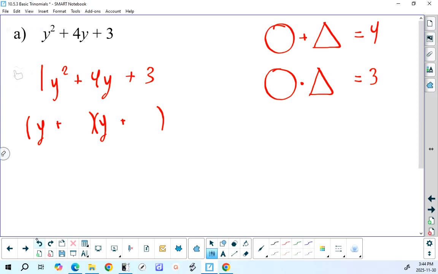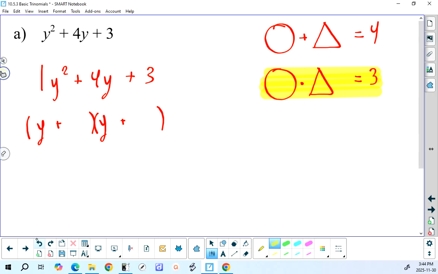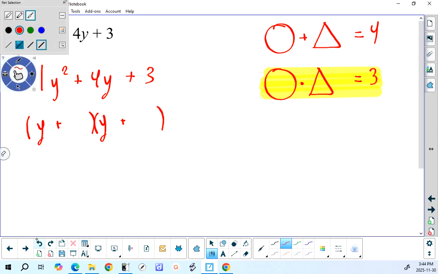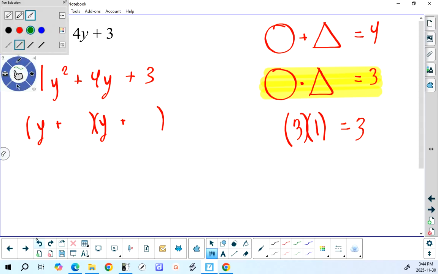What you want to do is start by considering your multiplication statement and make a list of pairs of numbers that multiply to give 3. Well, 3 times 1, and that's the extent of our list. You're not going to get any other numbers that multiply to give 3. So if we go 3 multiplied by 1, that gives us 3. And that satisfies that statement. The two numbers multiply to give 3.